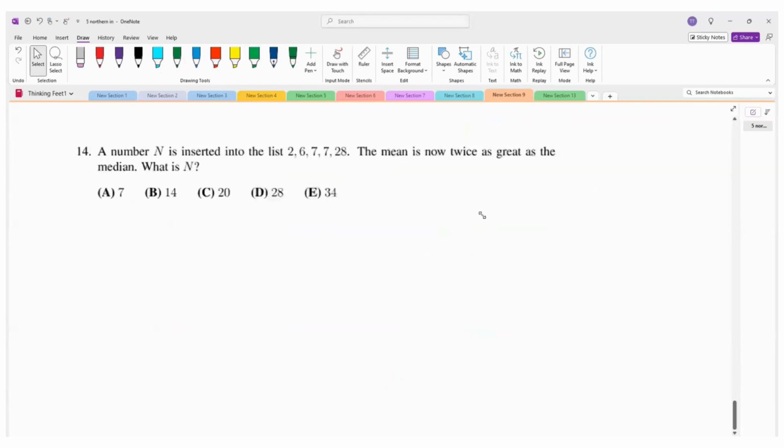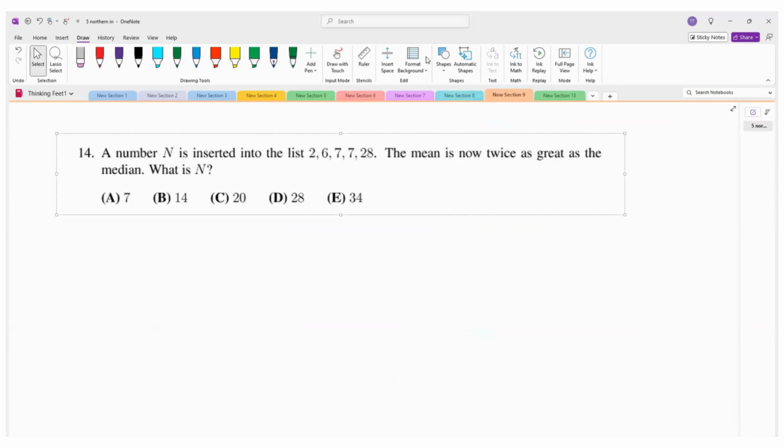So look at question 14. What we see here is we are given 5 numbers arranged in increasing order, which is good. We don't have to rearrange them. It says a number n is inserted into that list somewhere. It doesn't tell you where you insert it. Then it tells you that the mean after inserting is twice as great as the median. What is n?